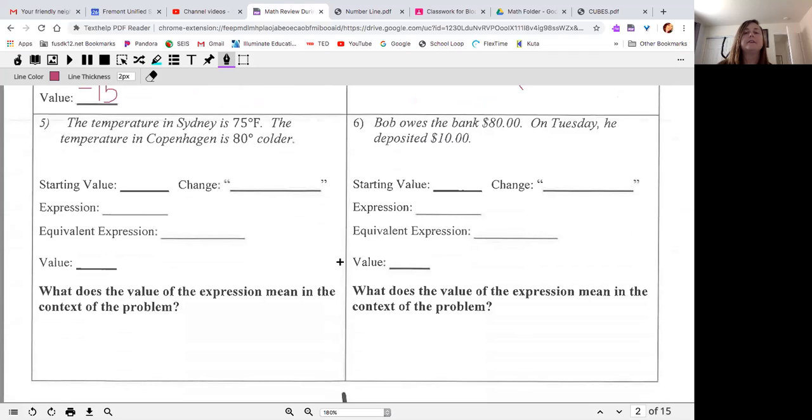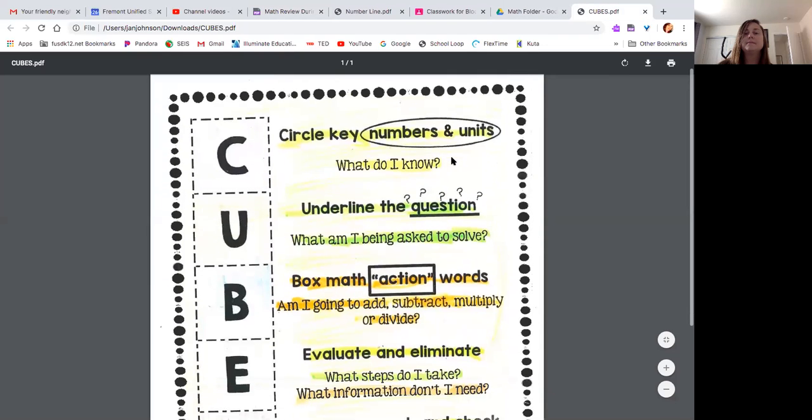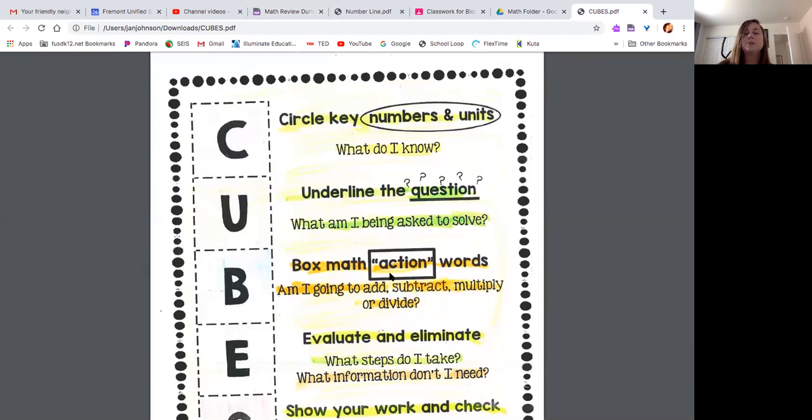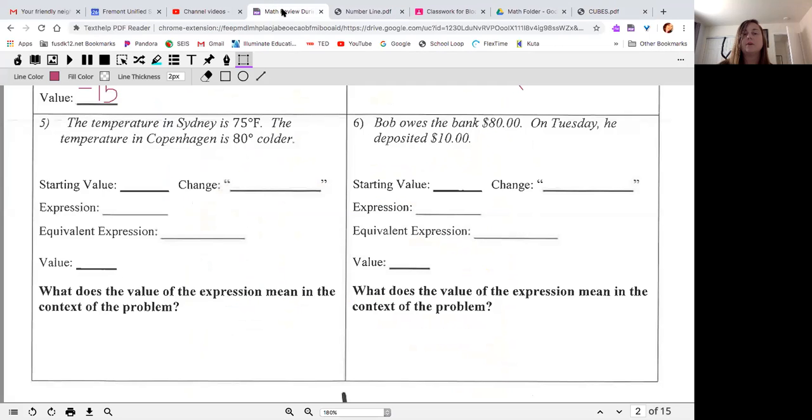Number 5. So the last 2 or 3 of them are all word problems. Going back to cubes. What am I circling? What am I underlining, boxing, evaluating? Okay. So here's a reference. You also have it, hopefully, right next to you. Okay, so starting with my numbers.